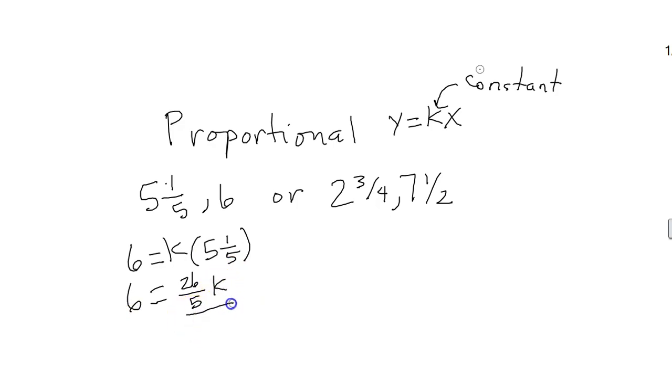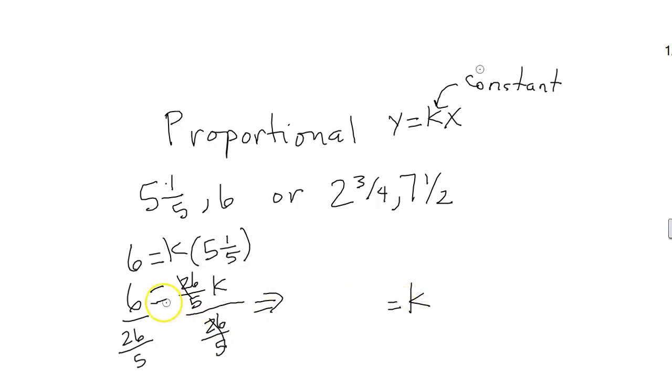Okay, so we want to solve for k. Remember, because we have multiplication happening with 26 over 5 times k, we're going to divide. So I'm going to divide by 26 over 5 on both sides. What you do to one side, do to the other. One more time: because k is being multiplied by 26 over 5, I have to do the opposite operation of multiplication, which is division. Now these two numbers will cancel out, and k will be by itself.